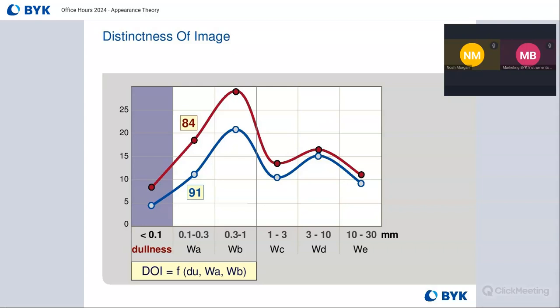We do have another comment that there are two ASTMs: gloss D523 for specular and D5767 for DOI.